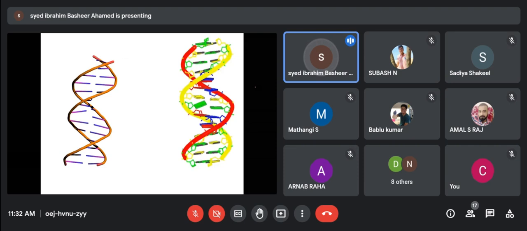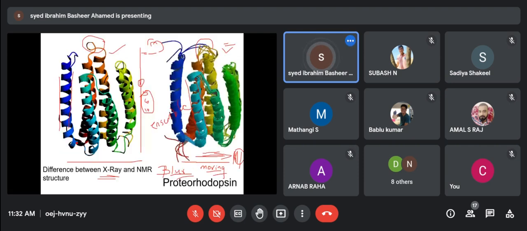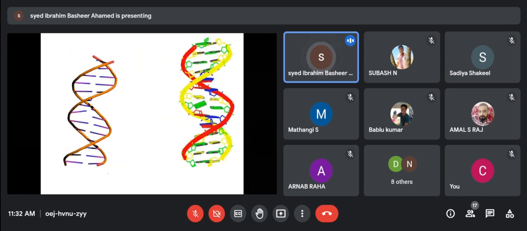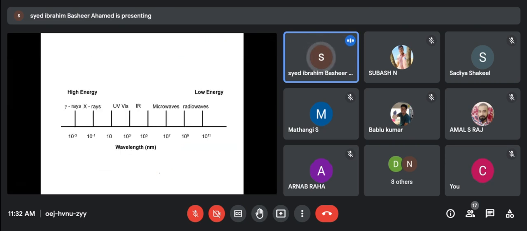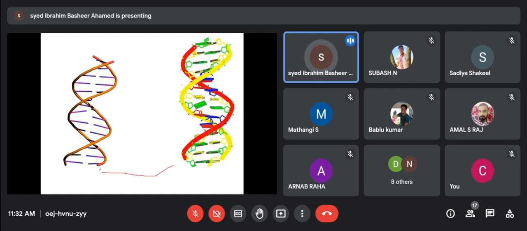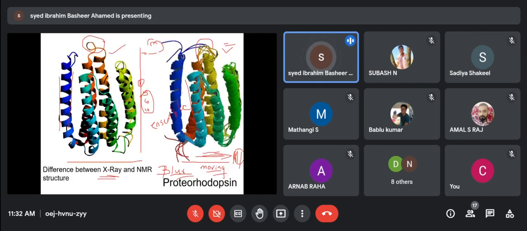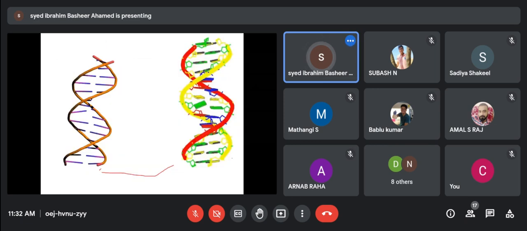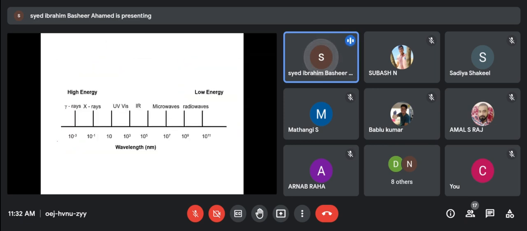So same thing, for protein or nucleic acid, you can use NMR to find out the structures. Here we are just going to see from the basics. Whatever I have discussed so far was to give you an overall idea about NMR spectroscopy, and to know the basic difference between NMR and X-ray crystallography. Now we are going to see the basics of NMR spectroscopy.